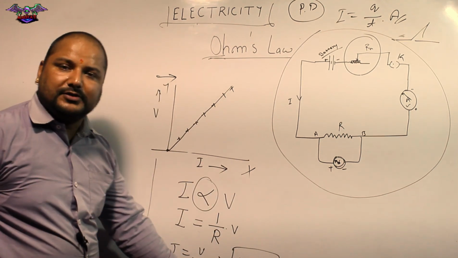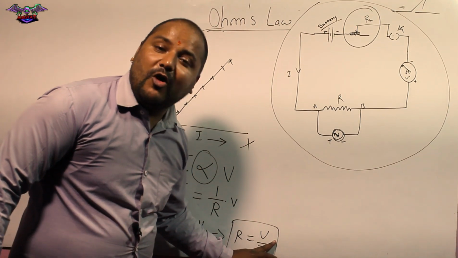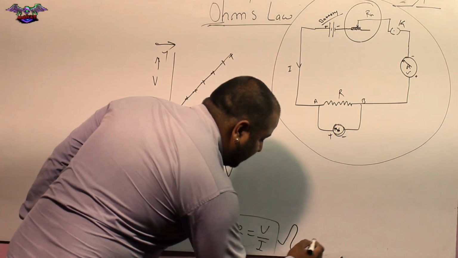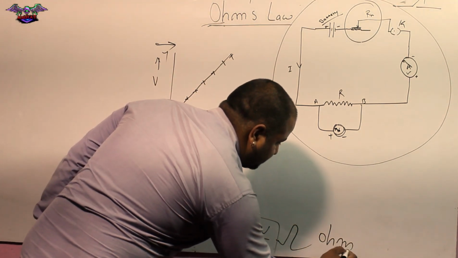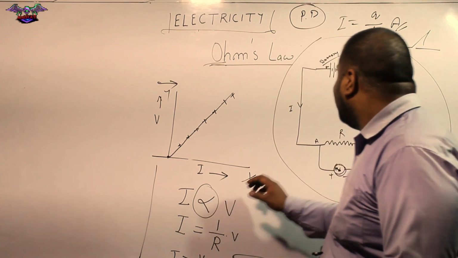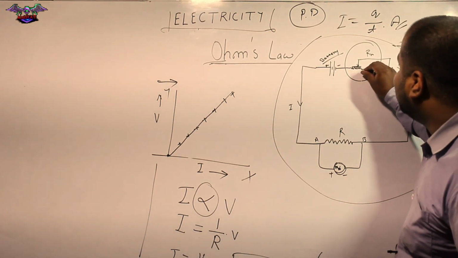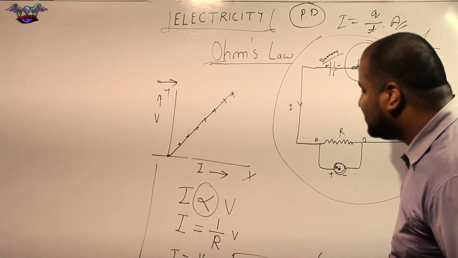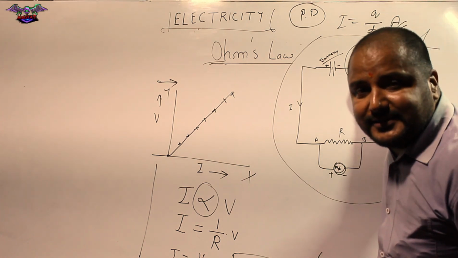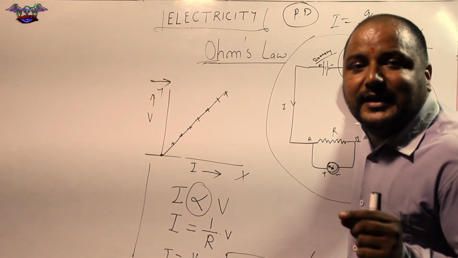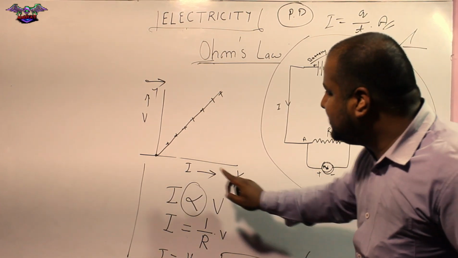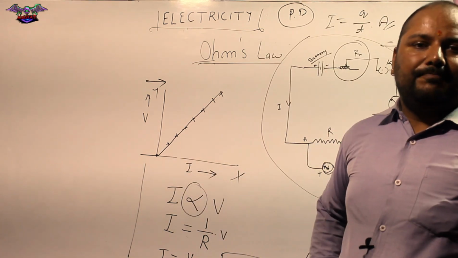He defined the resistance as the ratio of the voltage to the current, and the unit of resistance he said is the ohm. Have you understood? So what we conclude is that when the resistance changes, the current will also change, and then the voltage will also change. If the resistance is increasing, the current will decrease, and if the current decreases, the voltage also decreases. So this plot will come.